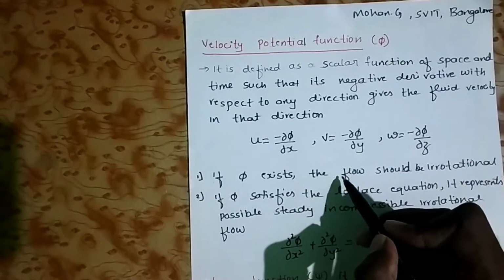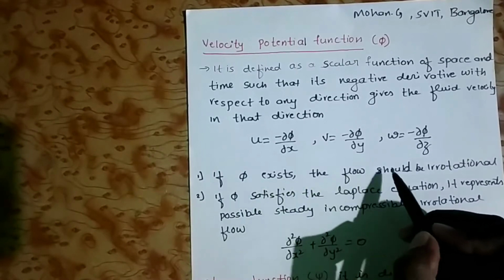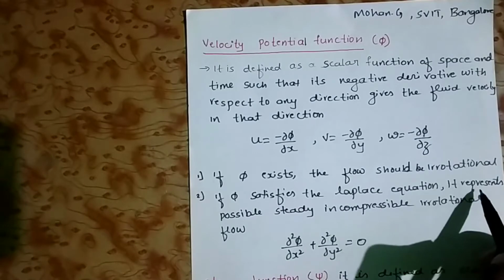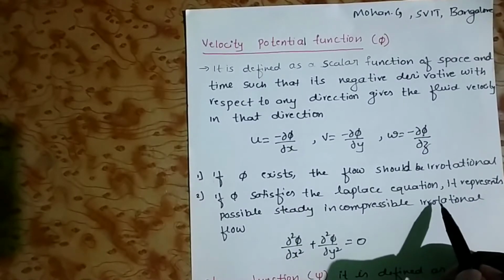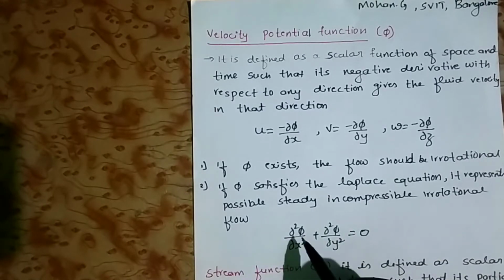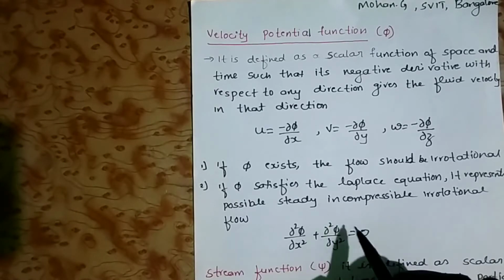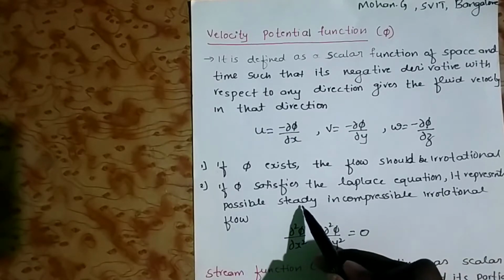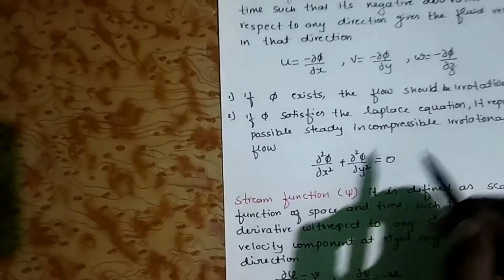The properties of velocity potential function include: if phi exists, the flow should be irrotational, and if phi satisfies the Laplace equation, it represents a possible steady, incompressible and irrotational flow, where the Laplace equation is given by ∂²phi/∂x² + ∂²phi/∂y² = 0. If phi satisfies this equation, then we can say that it represents a possible steady, incompressible and irrotational flow. The next one is stream function.